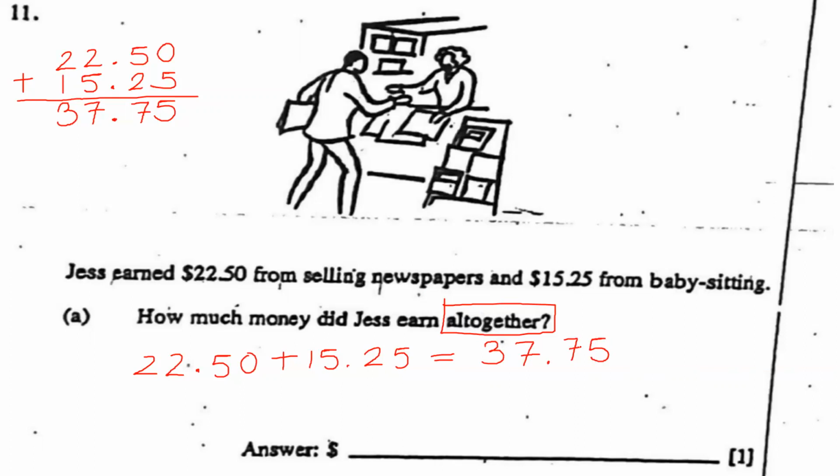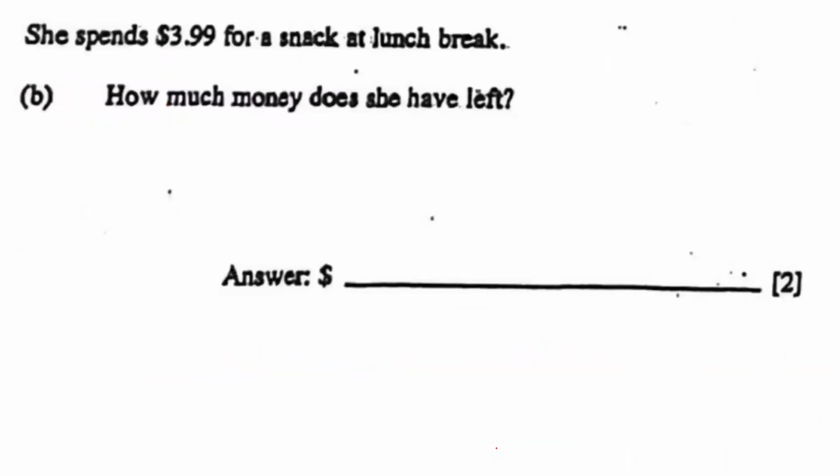So again, what we have to do is add, right? Add $22.50 plus $15.25, and so you will get $37.75. All right, hopefully that makes sense. So let's write our answer on the line. $37.75. Voila. So let's move on.